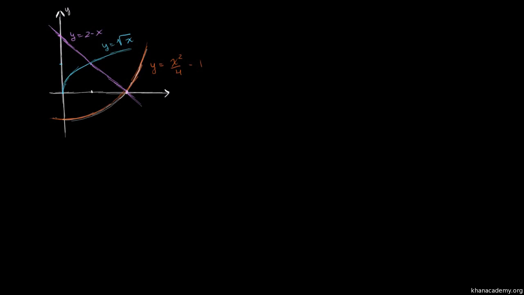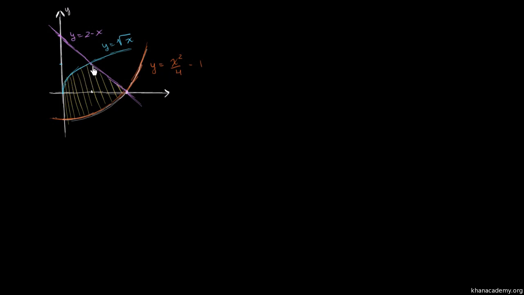What I want to do in this video is find the area of this region that I'm shading in yellow. And what might seem challenging is that throughout this region I have the same lower boundary, y is equal to x squared over 4 minus 1, but I have a different upper boundary.